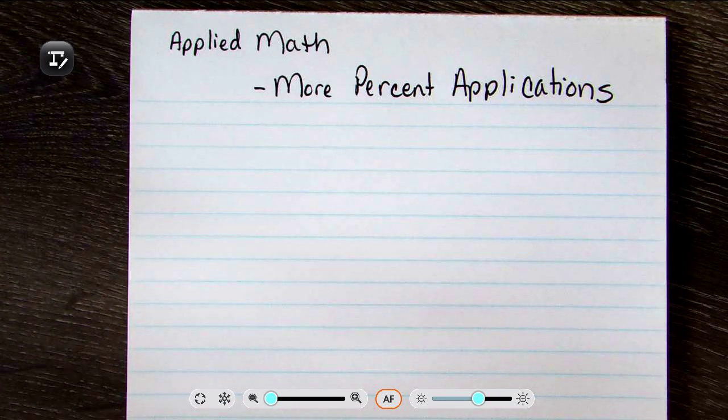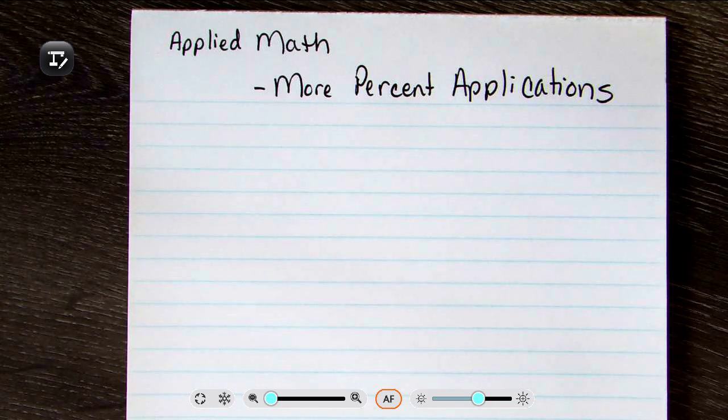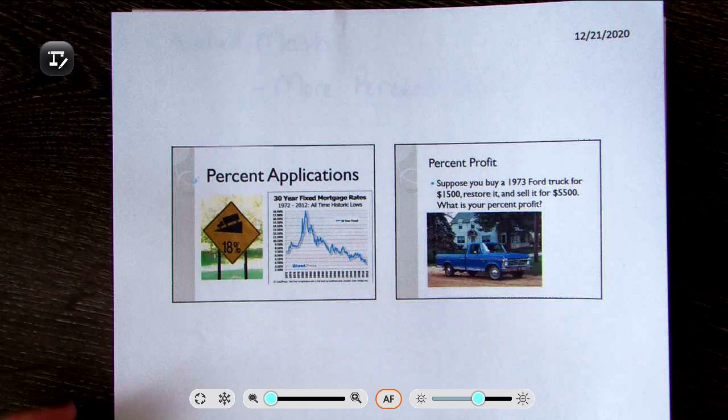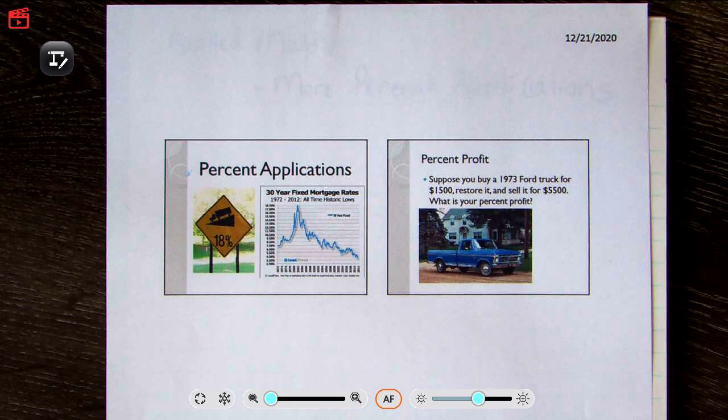Hi everyone, we are going to do a few more application problems for percentages, and we're going to look at percent profit, and we'll also look at fuel economy and things of that nature, or decrease and increase. So let's suppose that we buy a 1973 Ford for $1,500. We restore it, so fix it up a little bit, and we sell it for $5,500. We want to know what is our percent profit.